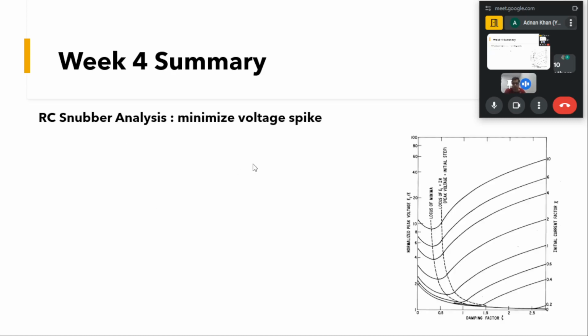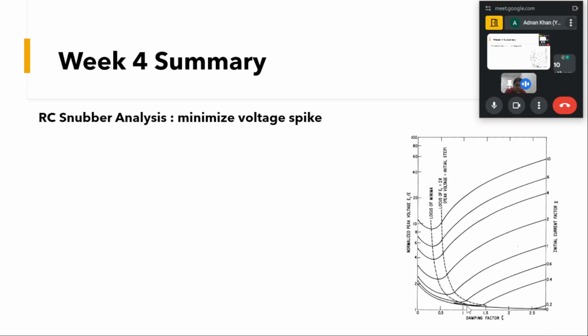The other way to do this is to use what we had discussed. There are certain factors like xi, that is the damping factor. We have an initial current factor, chi, that is given by this axis, and we have the normalized peak voltage, E1 by E. If you look at this graph for a certain chi value, let us say 0.4, you can see that the normalized peak voltage with the damping factor first decreases then increases, and that is the case for different values as well.